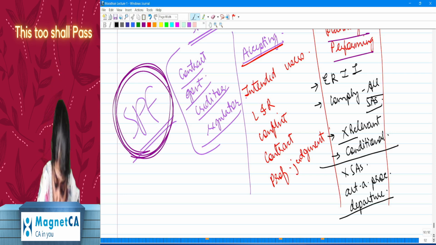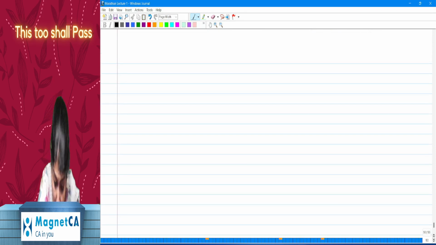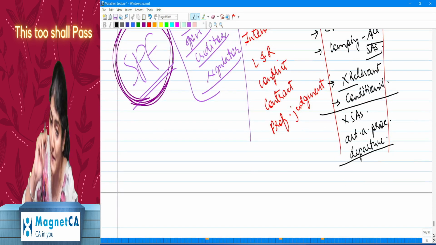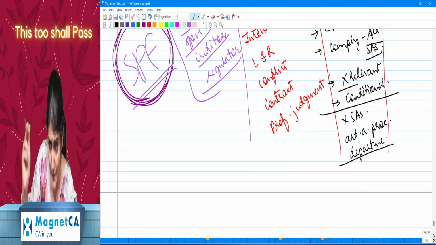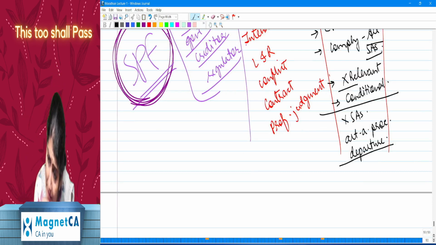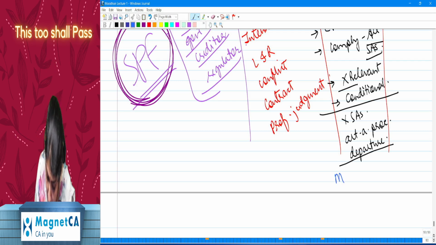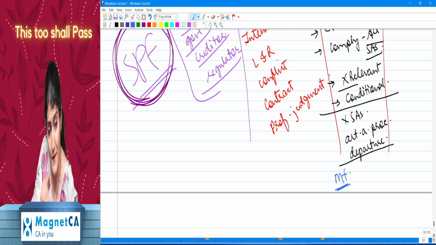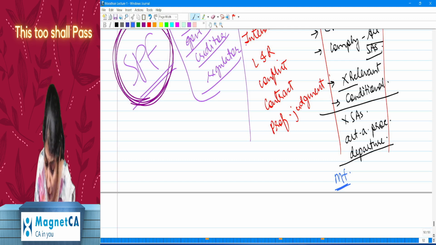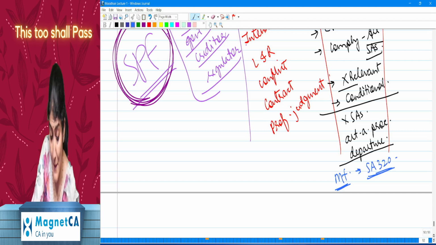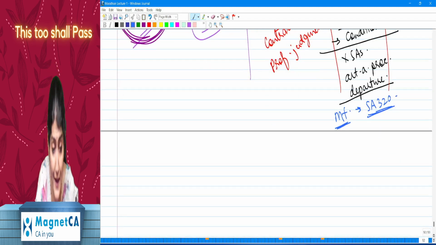Now, I am doing the audit of financial statements which the management has prepared as per a special purpose framework. Should I determine materiality? In that case also, do I need to consider materiality? Yes. How do I determine materiality? As per SA 320, Materiality in Planning and Performing an Audit.